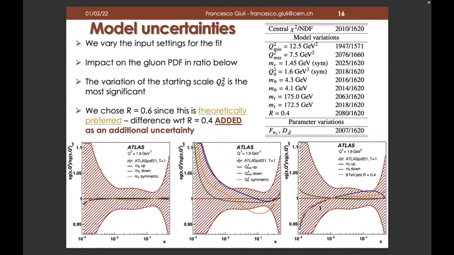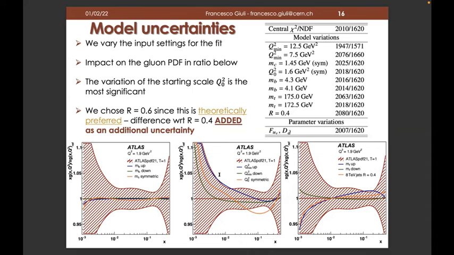Talking about the model uncertainty here, slide number 16, to evaluate this uncertainty, we vary the input samples for the fit. And you can see here at the bottom the impact of the various model uncertainties on the gluon PDF. Having a look at the chi-square reported in the slide, you can see that the largest variation in this model uncertainty is given by the variation of the starting scale Q0.